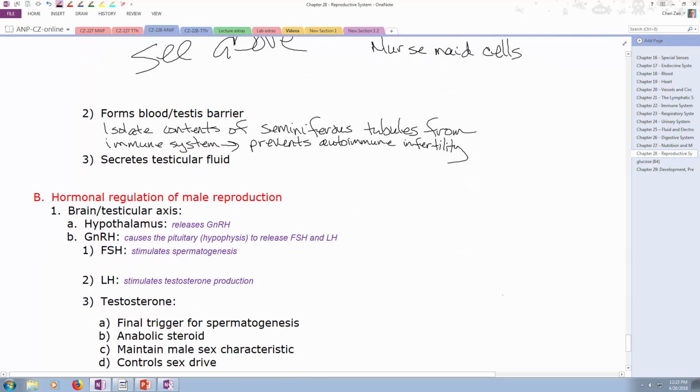The Sertoli cells also are responsible for secreting testicular fluid, and in this testicular fluid are nutrients as well as a medium for transport of now streamlined sperm cells through the duct system.